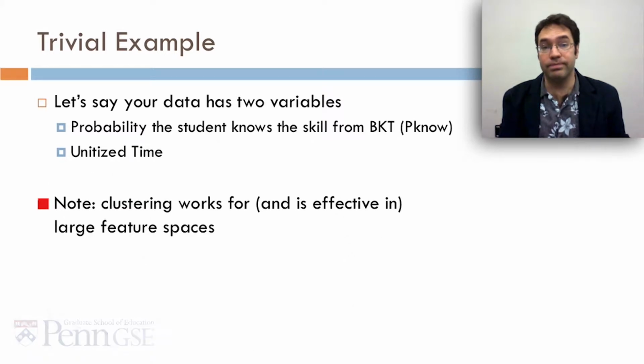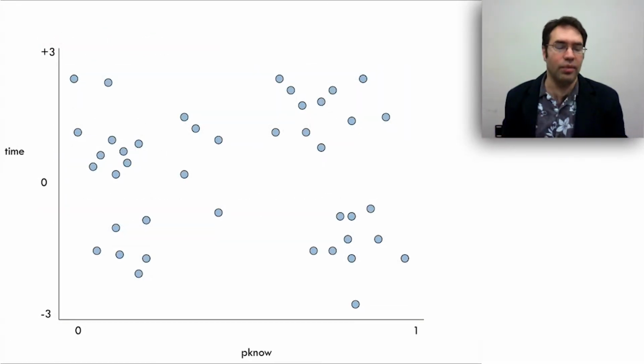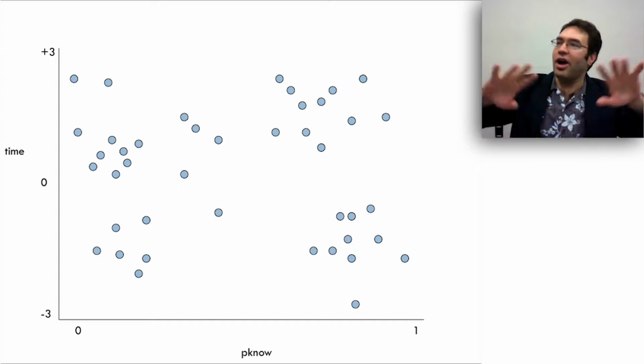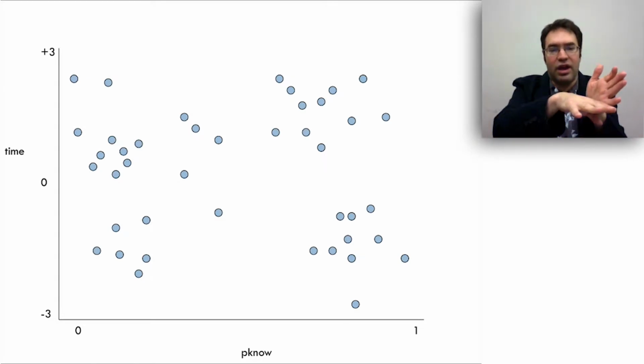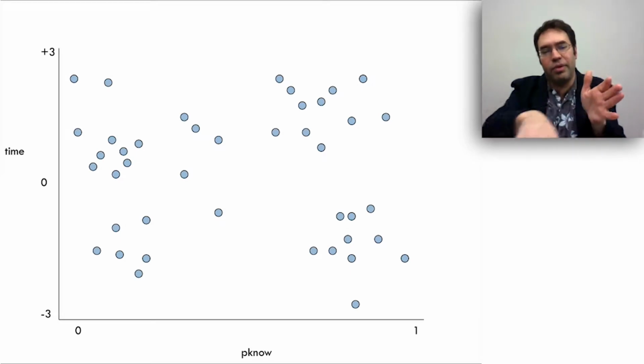So here we see our relatively small set of data points, and again, with clustering you can use it on hundreds of thousands of data points. We've got about 40 maybe here, and we can see that they are spread along the dimensions of P(know) and time.